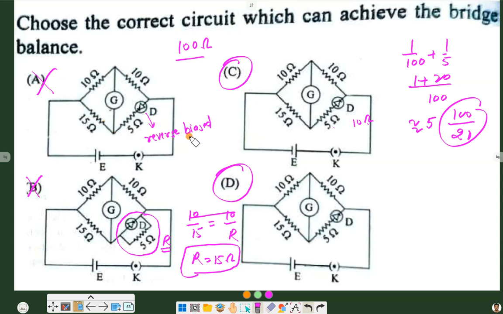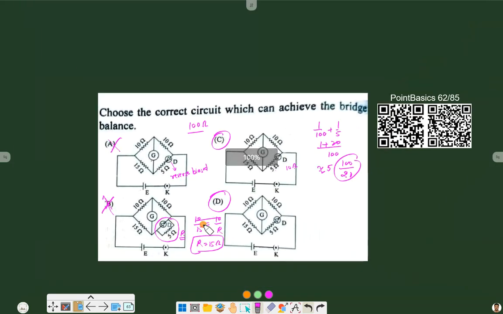Option A can't be right because in reverse bias the diode has very large resistance, so it would not be able to balance. And in parallel condition, the final resistance of both these parallel resistances will be less than the lowest value of resistance, which is 5 ohm here. So the diode and 5 ohm resistance cannot provide a 15 ohm resistance as a parallel combination. Hence this option is wrong. So option C and D both are right here. Let's move to the next one.